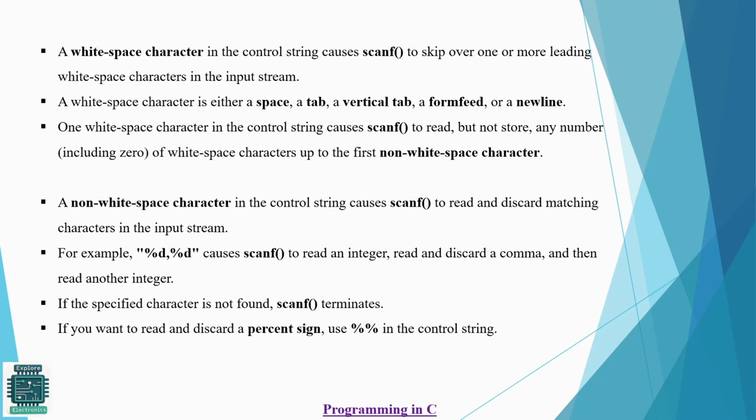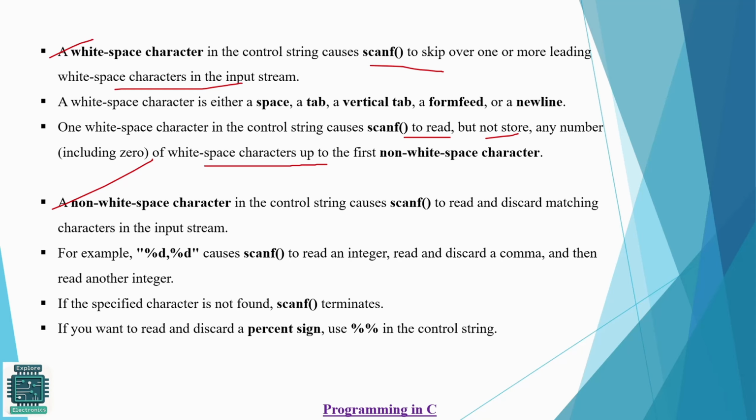Next, here you can see about white space character and non-white space character. Here, a white space character causes scanf to skip over one or more leading white space characters in an input string. It may be either space, tab, vertical tab, form feed, or new line. In the control string, it tells scanf to read but not store any number, including zero, of whitespace characters up to the first non-whitespace character.